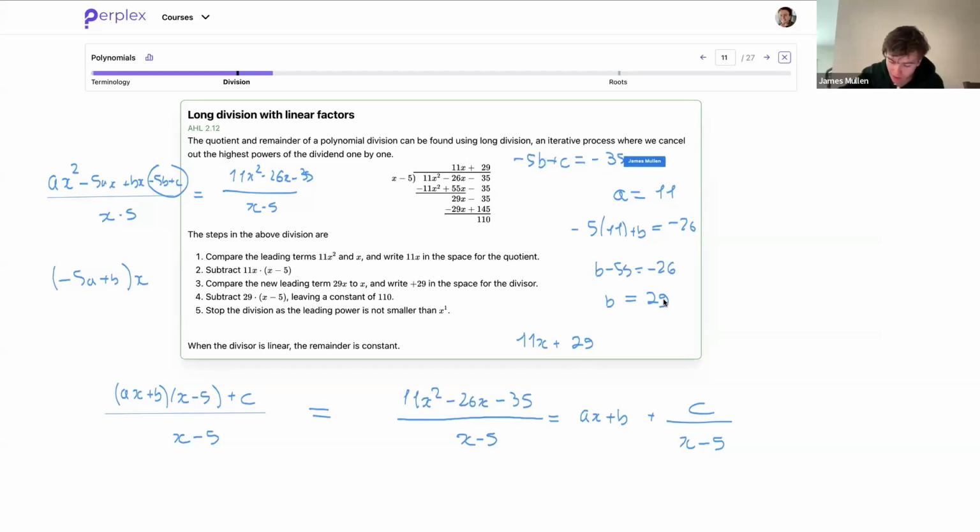And I now know that b is 29, and you can solve for c, and you'll find 110 as well. Whichever method you prefer here, either working backwards from the fraction or trying the polynomial division, both are fine. This is the only kind of polynomial division that's ever shown up on the IB.